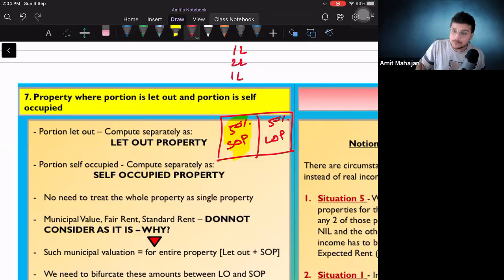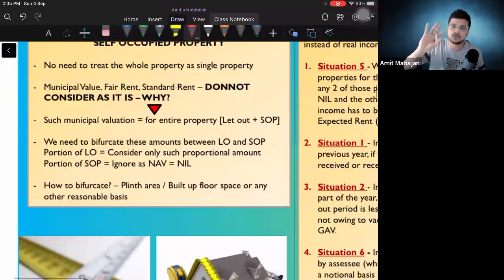Understand? So what will I do with all of them? Suppose I take 50% of everything. While I compute the let out property, I will have to take 50% of 2 lakhs to the extent of let out property, and 1 lakh of standard rent to the extent of let out property. People usually forget this, and that's why I have put it in my notes: usually forget this.